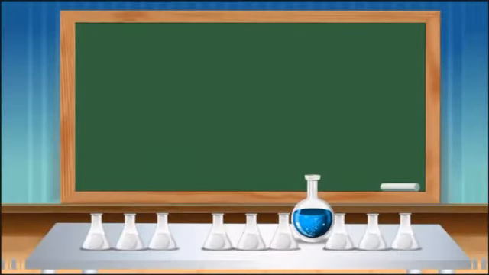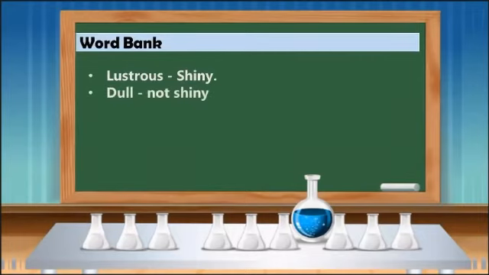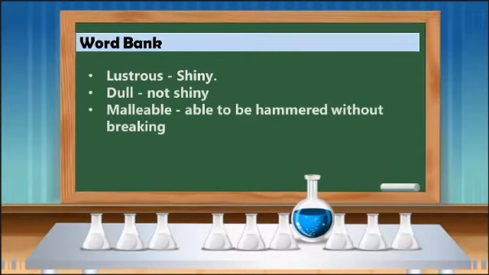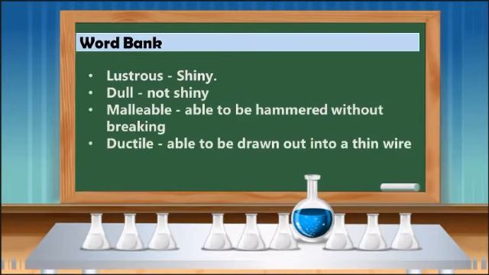So right now we're able to word bank. We have lustrous, shiny, dull, meaning non-shiny, malleable, that is the ability to be hammered without breaking, and ductile, able to be drawn out into thin wire. So dapat tandaan niyo yan. So those are very important. Characteristic of, so lustrous kasi that is metal. Yung dull, non-metal. Malleable is characteristic of metal, and ductile is for metal also.